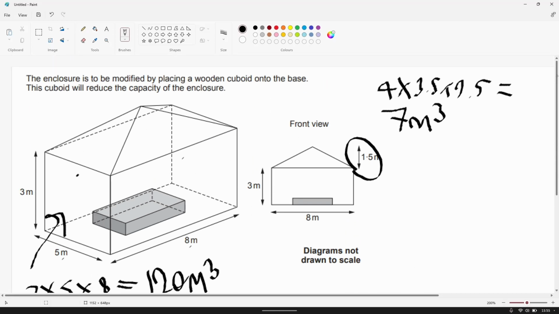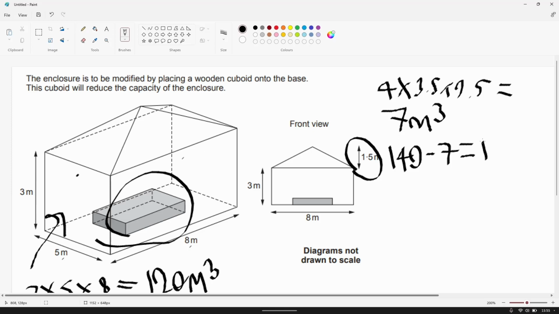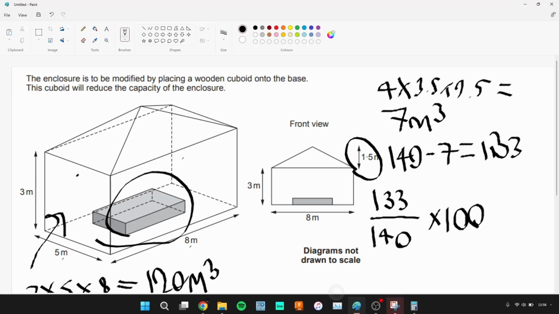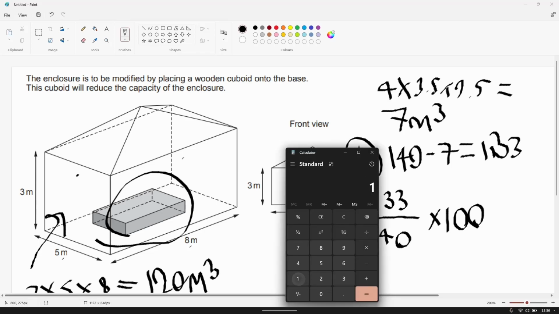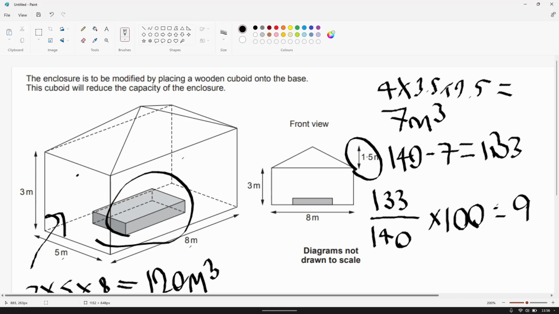So we're going to go back up here. This cuboid has now been introduced inside, so this is taking away from the total volume inside of this enclosure. We need to take it away: 140 minus 7, that's 133. And then to find what it is as a percentage, we need to do 133 divided by 140. And there's actually your fraction for your percentage. Then what you want to do to make it a bit easier is times by 100. So we can do that now. 133 divided by 140 is 0.95, then times by 100, and we've got a percentage which is 95%.